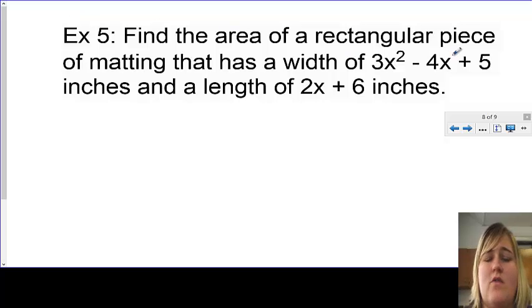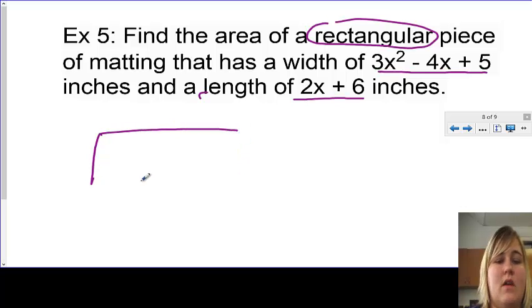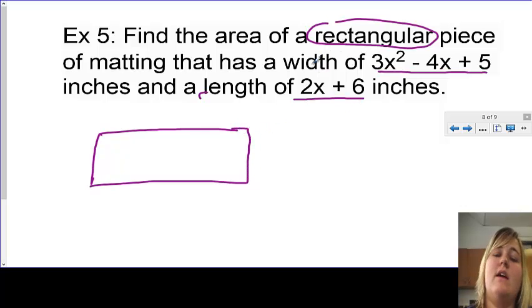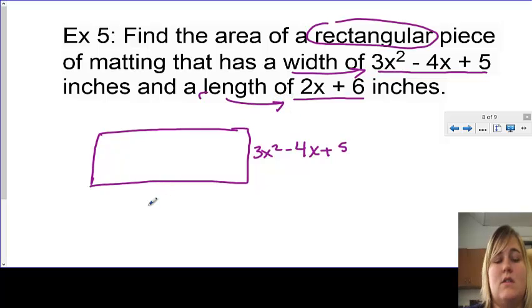It says to find the area of a rectangular piece of matting that has a width of this and a length of this in inches. Alright, so first of all, a rectangular piece. So the first thing I'm going to do is draw a rectangle. Okay, and I know that it has a width of this right here. So on the width, I'm going to have 3x squared minus 4x plus 5. And it has a length of this, which gives me 2x plus 6.